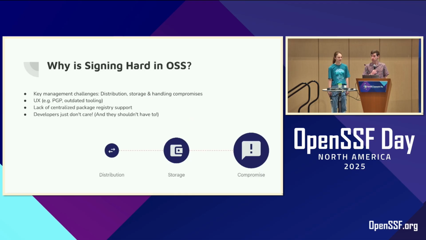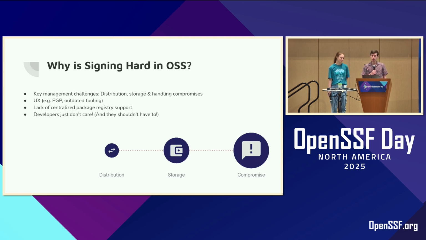Signing isn't a new concept. Even some package registries like Maven Central have supported signed artifacts. However, we've seen low adoption of signatures in open source. Why is that? One of the most significant challenges is key management. How do you securely store key material? How do you respond to compromise of key material? Open source developers don't want to manage their own keys.